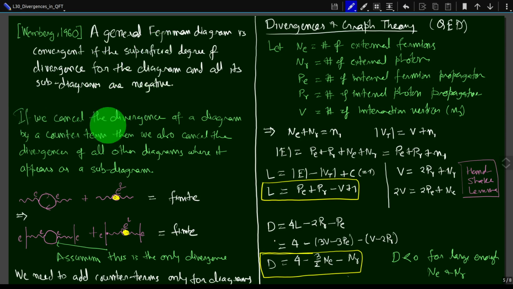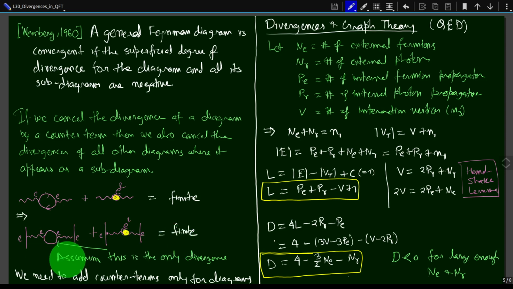Another important thing: if we cancel a particular divergence of a diagram by a counter term, then we also cancel that particular subdivergence in all other diagrams where it appears as a subdivergence. So let's say this is the divergent diagram, which is logarithmically divergent, and I added this counter term, and that gave me a finite result. That means that this particular diagram, whose superficial degree of divergence was -2 but which was logarithmically divergent owing to the subdivergence, also gets cancelled by this diagram. The same, just add 2 fermion lines to the photons. So this plus this will still be finite.